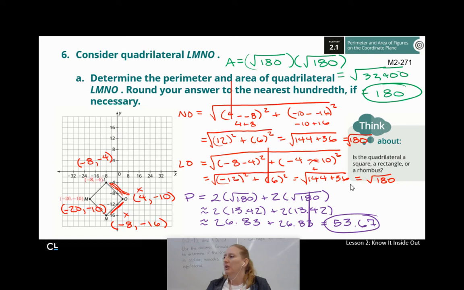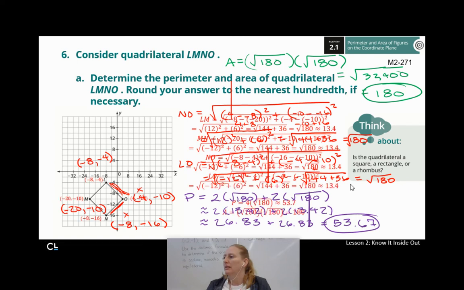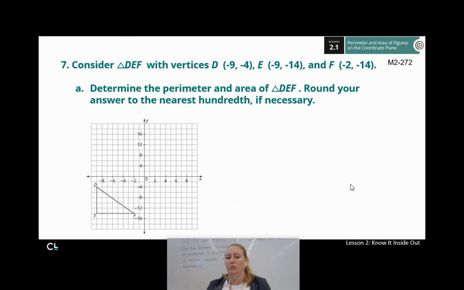All right, I'm going to come on over here to what's next. I have a triangle. I think you can do this now. I think you don't need me anymore. And by the way, I did give you the vertices up here, so that makes it a bit nicer. So go ahead, hit pause, find the perimeter, find the area of triangle DEF. And remember, you may need to use some distance formula to help you find those lengths. So go ahead and hit pause, work this out, and then hit play when you're ready to check your work.